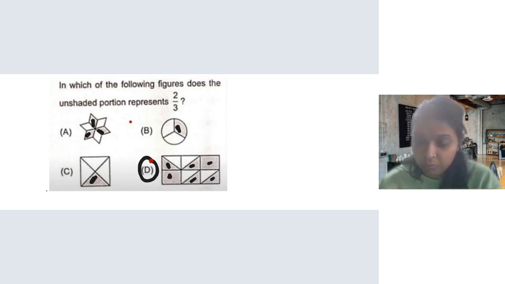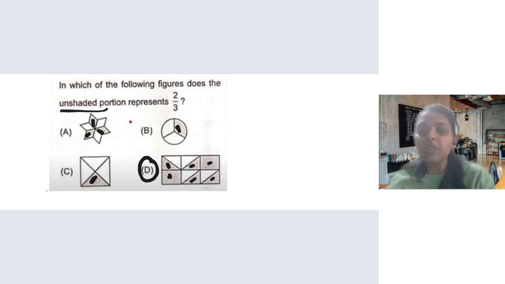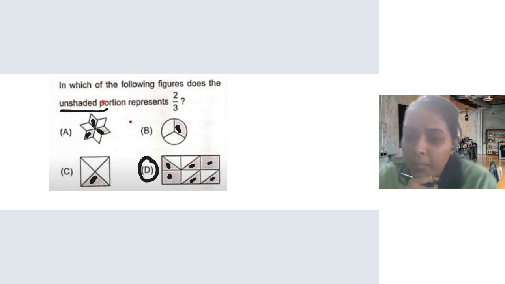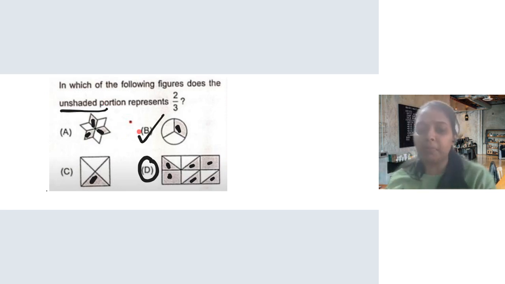No. I need unshaded, beta. Read the question properly. Is it again B? Unshaded portion. Sorry? Again, is it B? Yeah, it's B. Unshaded is B.